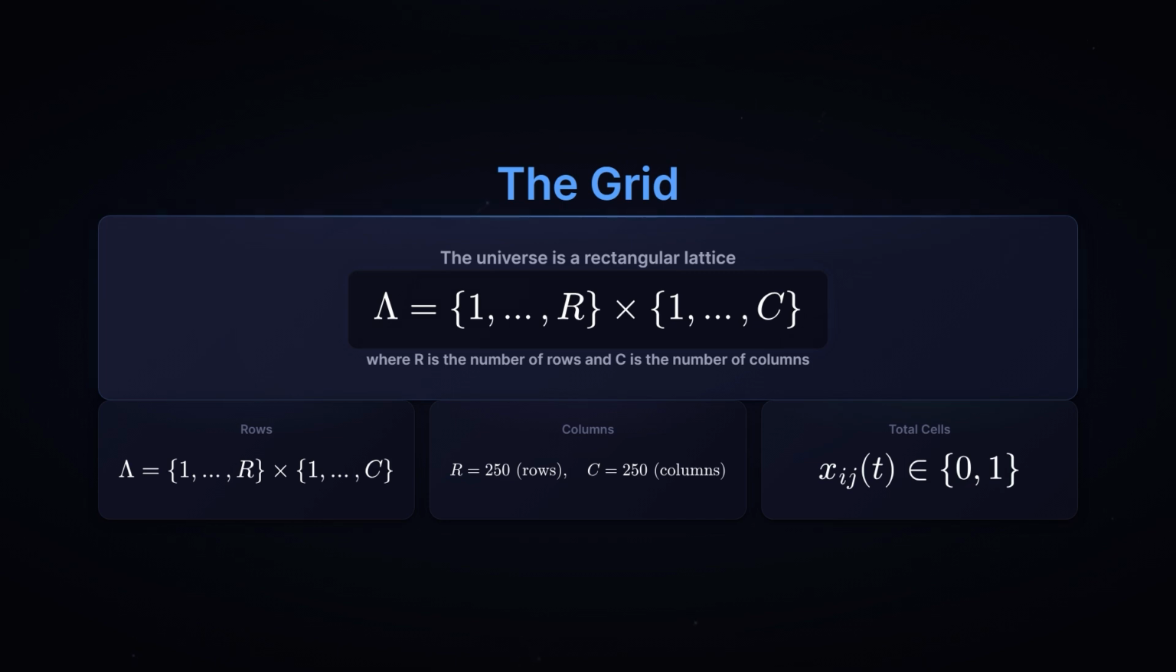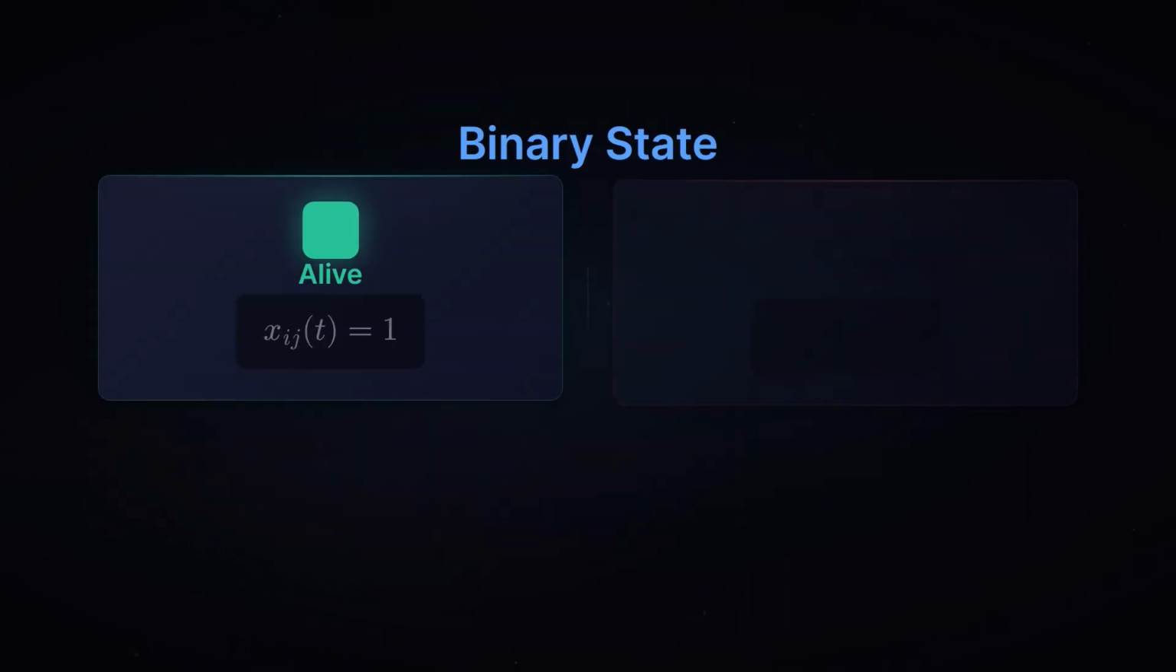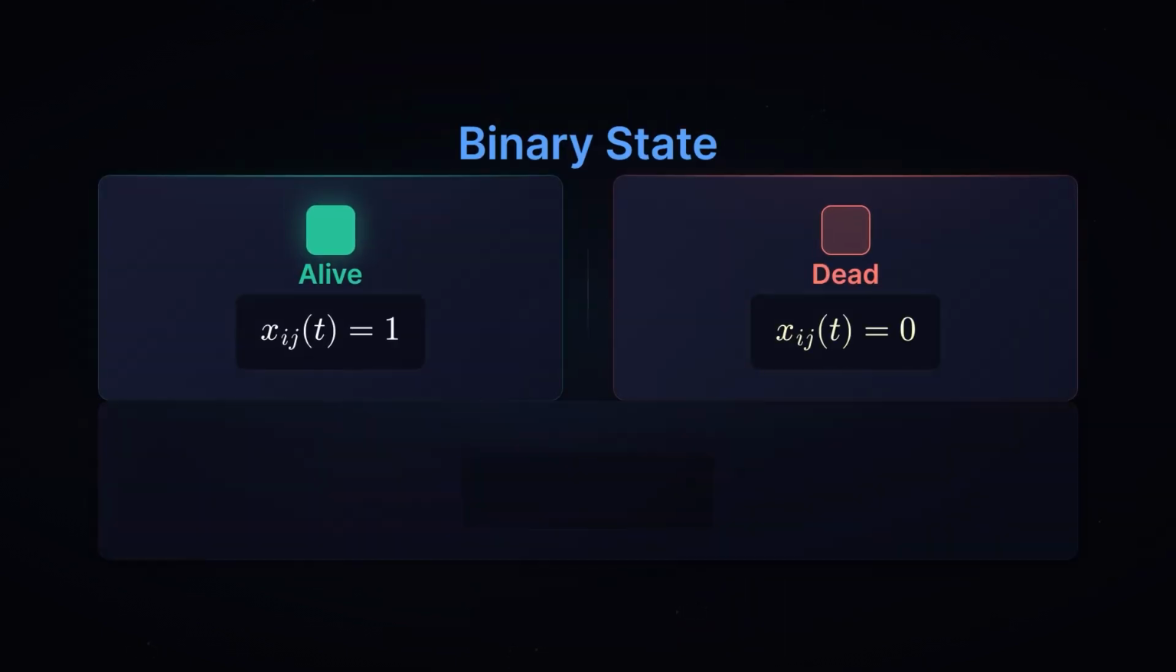At any moment, the entire grid can be represented as a giant matrix. This matrix describes the complete state of the universe at that moment. The simulation works by repeatedly transforming one state into the next. The current grid becomes the future grid. The entire universe evolves one step at a time.